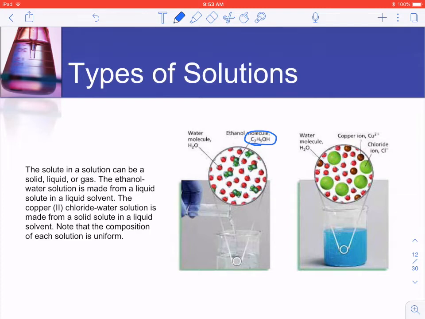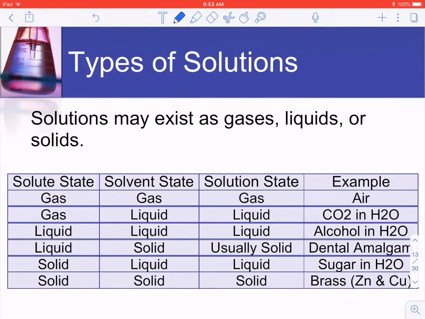Here we have copper 2 chloride, CuCl2, being dissolved in water. This is a solid being dissolved in a liquid. So another type of solid-solute interaction. This one here on the right is one we're probably a little bit more used to because it's a solid being dissolved in water. But this is just to illustrate that you can have different types of solutions formed from different states of matter.